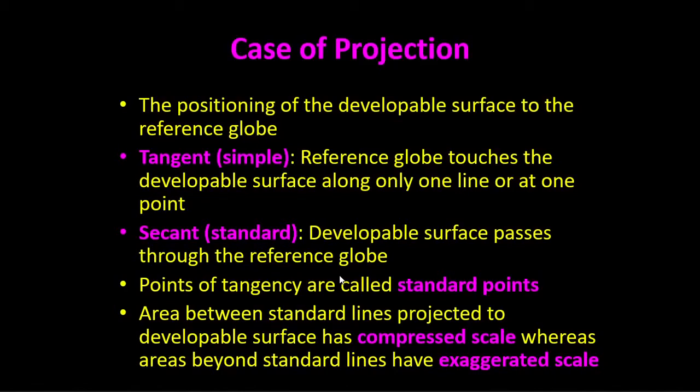One of the characteristics is the areas between standard lines projected to the developable surface will have a compressed scale. In other words, things will be closer together than what they are in reality, whereas areas beyond the standard lines have a more exaggerated scale, where things are farther or more spread out than they otherwise would be.